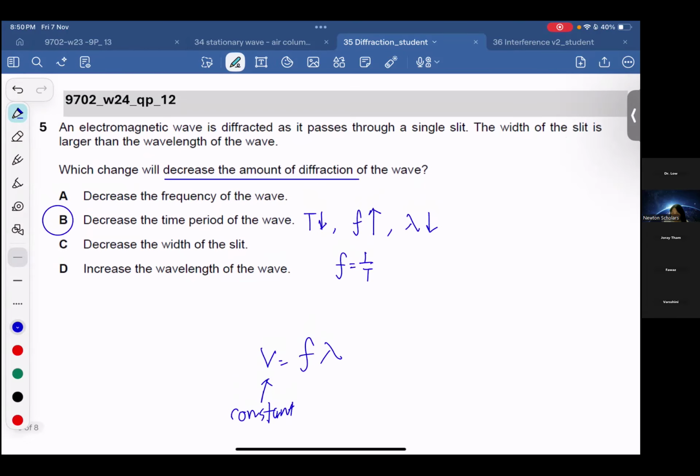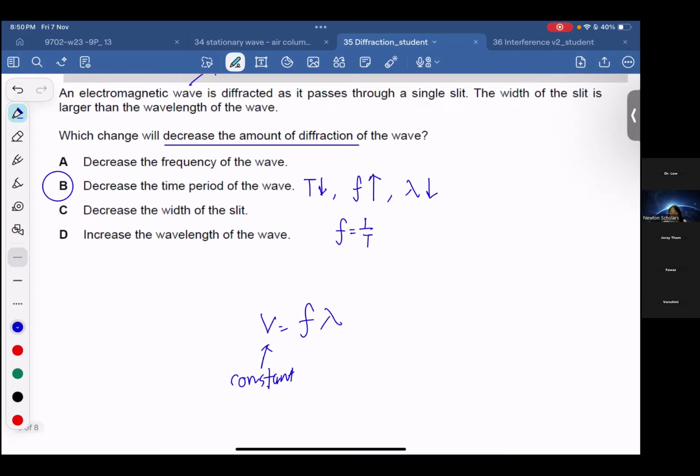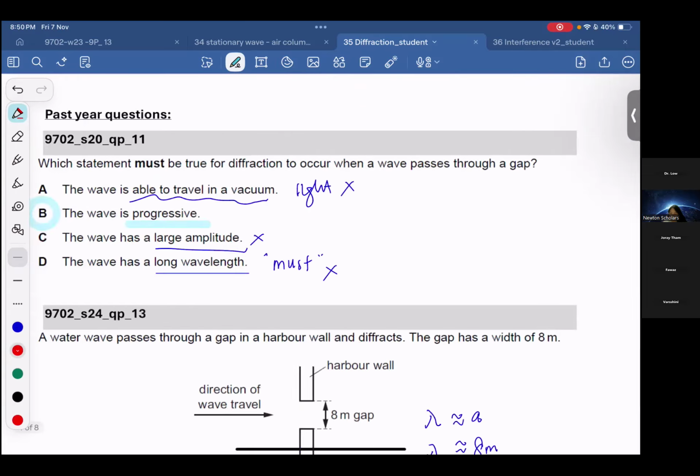For example, electromagnetic wave. I can think about light wave. Light in the air is all the time 3 times 10 to the power of 8 meters per second. I didn't change it, it's constant. So if my frequency increases, my wavelength will decrease. Is that clear?